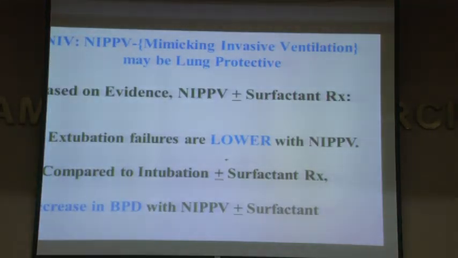So I think based on evidence, NIPPV, which mimics invasive ventilation, has been shown clearly associated with much lower extubation failures and a trend towards decrease in BPD compared to babies who are intubated and managed with or without surfactant.